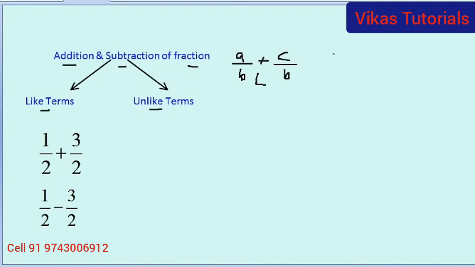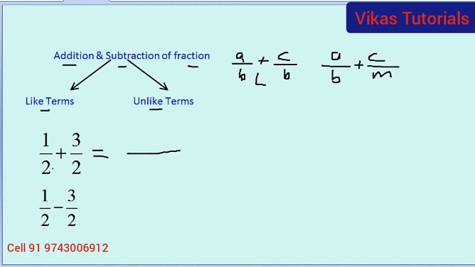If the denominators are different, like say a upon b plus c upon m, in this case what is happening? b and m are different denominators, so this becomes an unlike term. The methods we follow for like terms and unlike terms are a little bit different. I will clarify them. Now let us start with like terms.